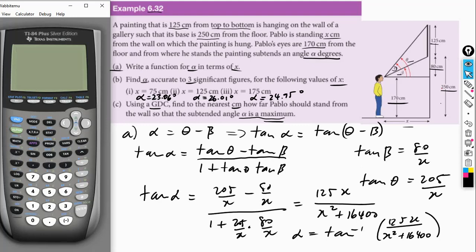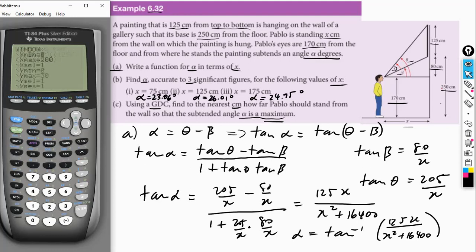So what we need to do is plug in the function y equals inverse tangent of 125x divided by x squared plus 16,400, and then here we have to close one parenthesis and then another one. But before graphing this, we have to be sure of the window size.